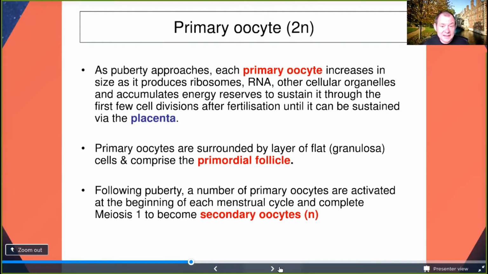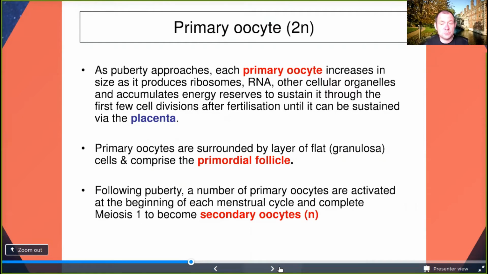So the egg needs to accumulate all these organelles, these proteins, RNA, and other things. The primary oocytes are surrounded by a layer of flat granulosa cells and comprise the primordial follicle. Following puberty, a number of primary oocytes are activated at the beginning of each menstrual cycle and complete meiosis 1. This is the journey towards full development of an egg, and becomes the secondary oocyte.